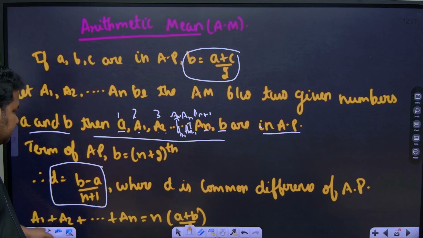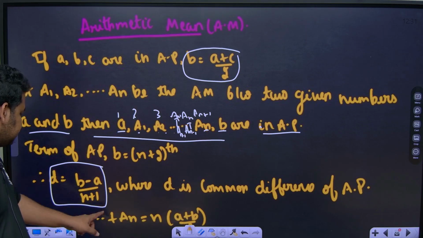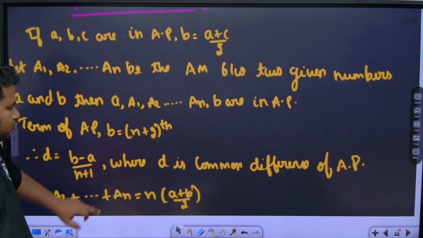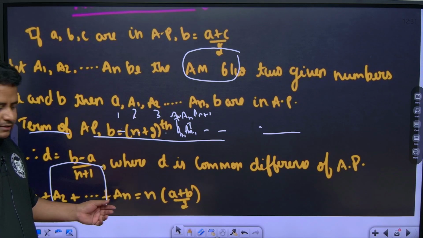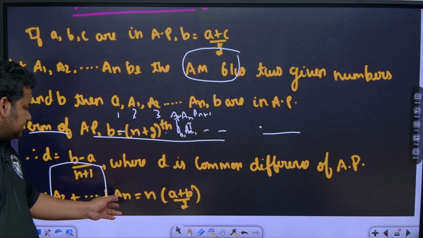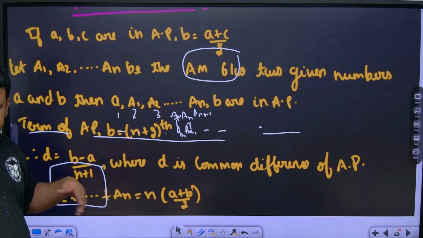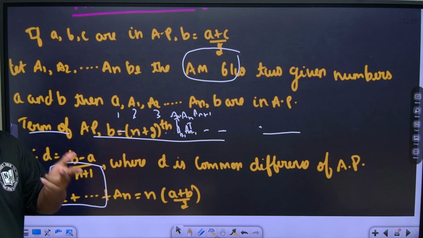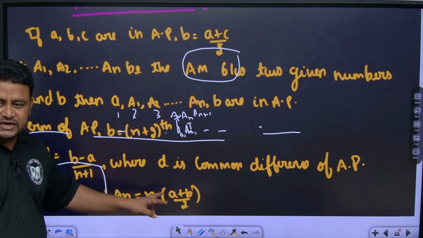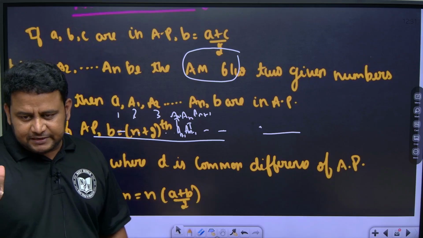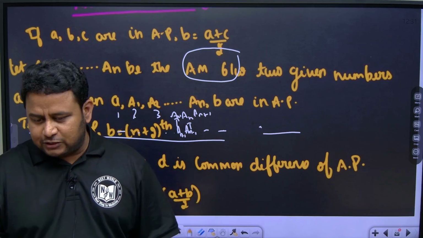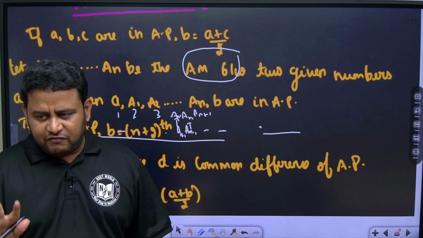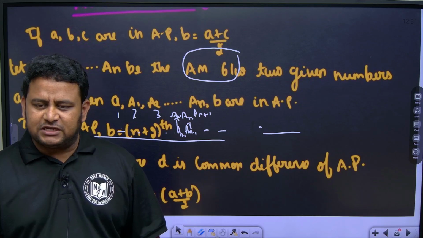Then, A1 plus A2 plus up to An is equal to n times (A plus B) by 2, because this is nothing but the arithmetic mean. The arithmetic mean of two numbers A and B is given by (A plus B) divided by 2, but there are n means, so n times. One arithmetic mean is (A plus B) divided by 2. N arithmetic means is n times (A plus B) divided by 2. 5 arithmetic means is 5 times (A plus B) divided by 2.